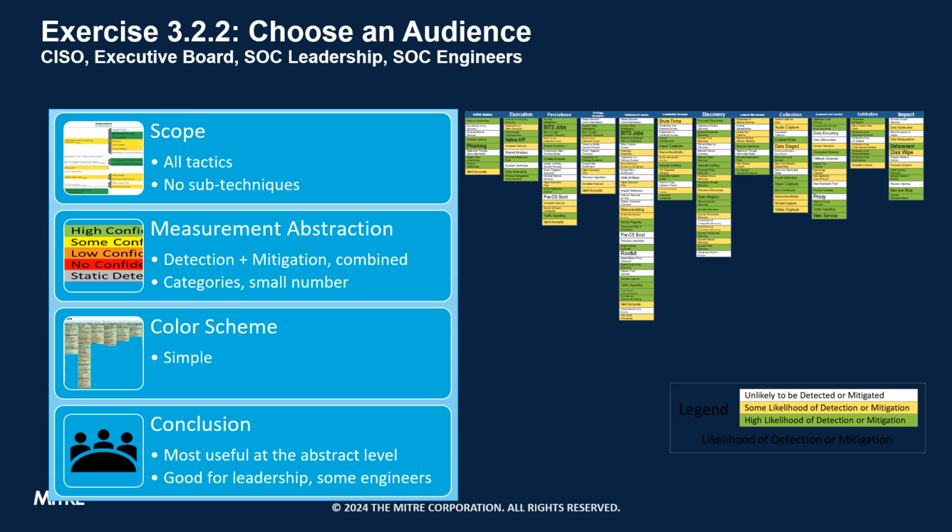Ultimately, the conclusion of that is that this is really useful at the abstract level. It's great for leadership, and maybe some engineers might benefit from it. Really, the reason there's that distinction between leadership and engineering here is that by combining detection and mitigation, we're painting a very broad stroke. It's really a big picture of what things look like. And it might be harder for engineers who'd rather say, hey, is this detected or is it mitigated? And there's not much differentiation here.